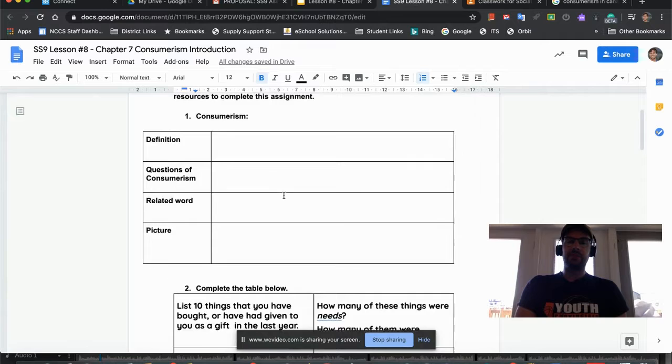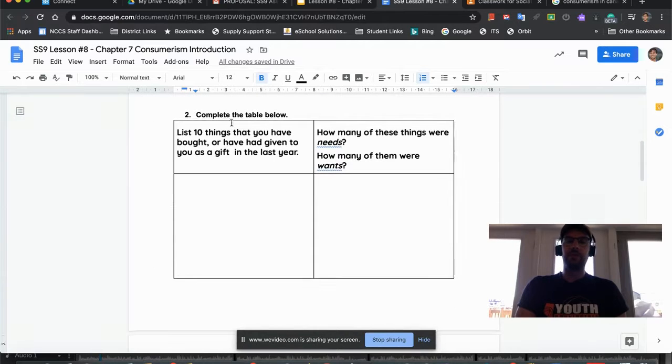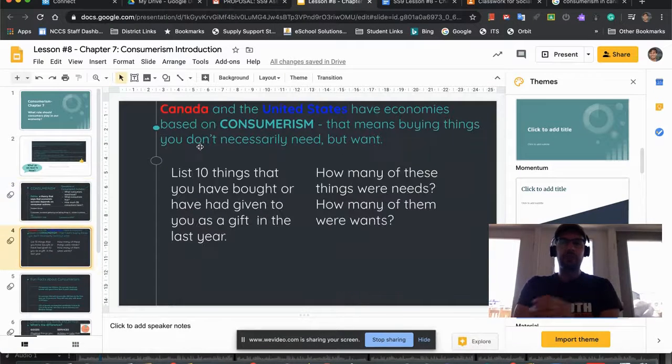But let's just stay focused on this part right here. Chapter 7, introduction, consumerism, and then we have another thing right here. As I go through the next slide, it says Canada and the United States have economies based on consumerism. That means buying things you don't necessarily need, but that you want. It's asking you to list 10 things that you've bought or things that you've had given to you as a gift in the last year.